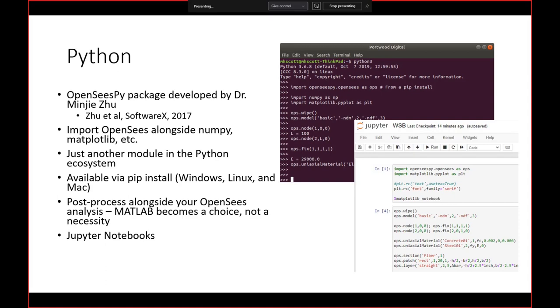And then Jupyter notebooks are a nice thing as well. Okay, so little screenshots shown there, of just running the Python interpreter line by line, right? Or a notebook.